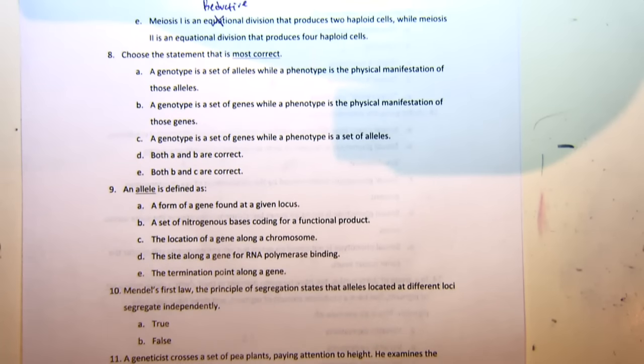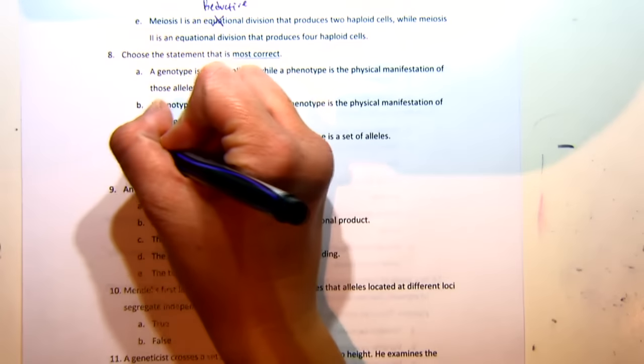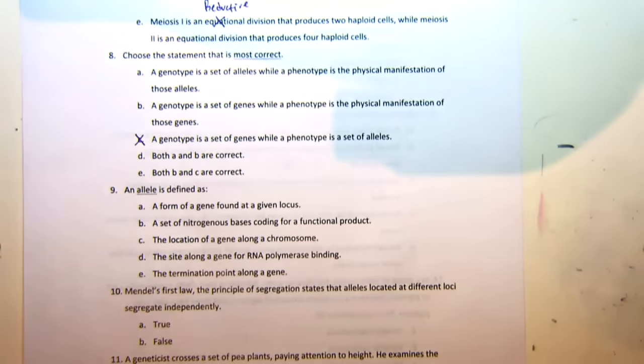All right, 8. Choose the statement that is most correct. So A, a genotype is a set of alleles, while a phenotype is the physical manifestation of those alleles. That sounds good to me. B, a genotype is a set of genes, while a phenotype is a physical manifestation of those genes. It also sounds good. C, a genotype is a set of genes, while a phenotype is a set of alleles. Okay, that's definitely not good, because phenotype is not a set of alleles.